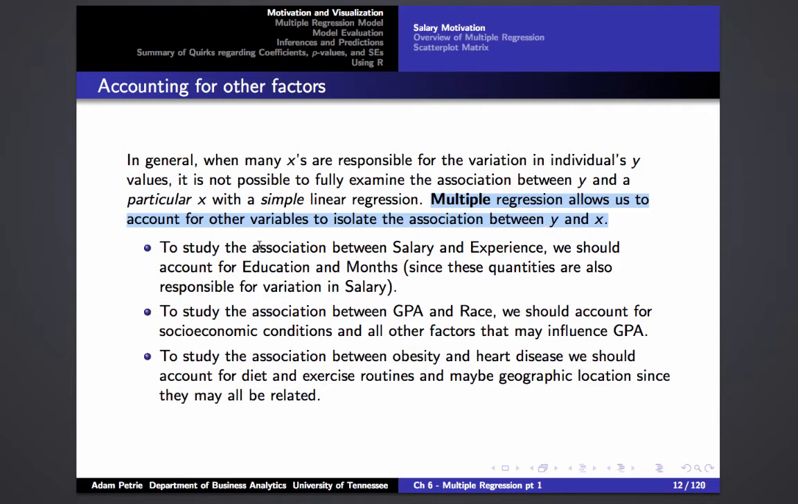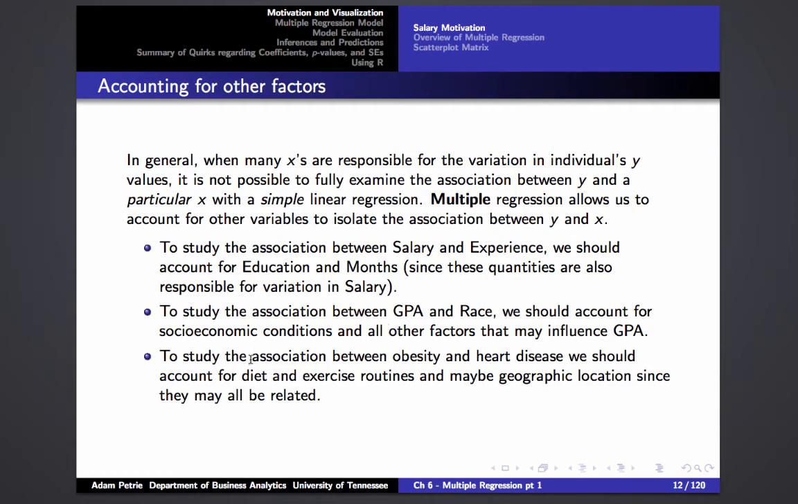If we really want to study the association between, say, salary and experience, we also need to account for education, amount of months on the job, any other factors that might also be responsible for variation in salary. If we really want to study the association between GPA and race, we also need to take into account other factors that might influence GPA. Socioeconomic conditions, diet, parental involvement, anything else that might also be responsible for variations in GPA.